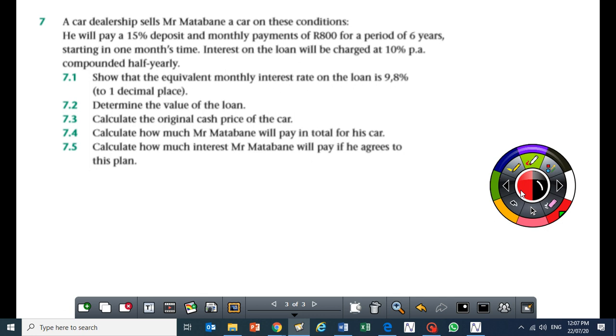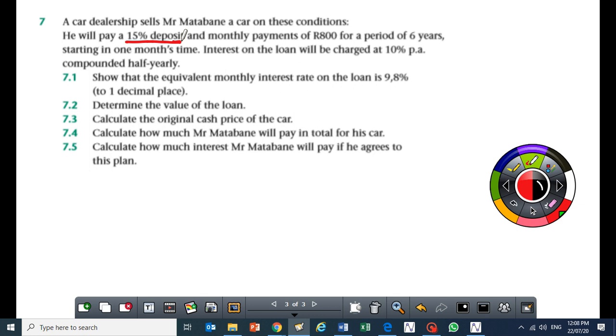So he wants to buy a car. Now, instead of paying the full amount, which is X, he was requested to pay a 15% deposit, which means the remainder, 85%, he had to borrow from a bank in order to pay for the car. The car dealership and the bank work together. So when a person goes to a car dealership to buy a car, if they don't have the full cash price, they apply for vehicle finance.